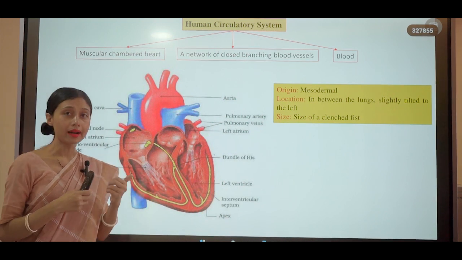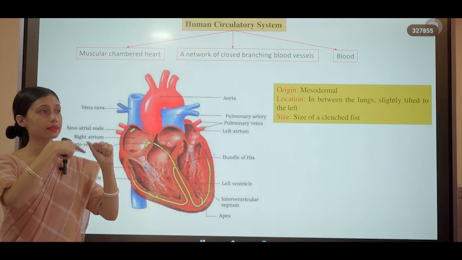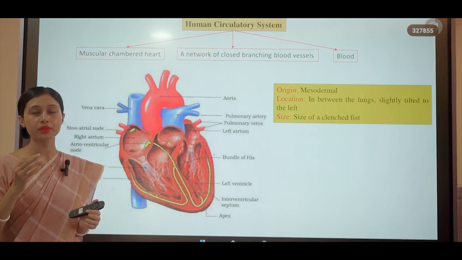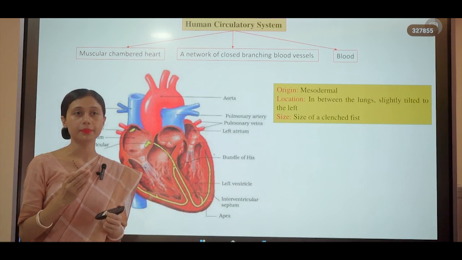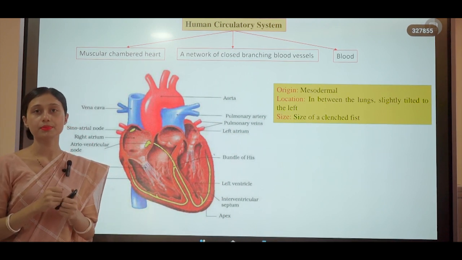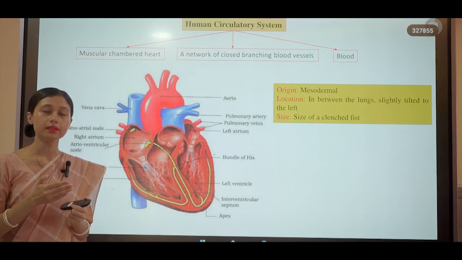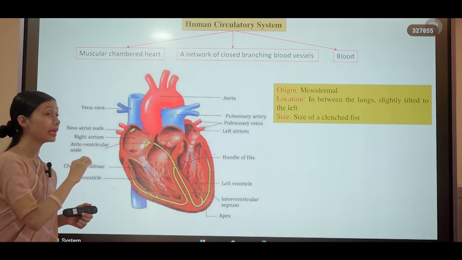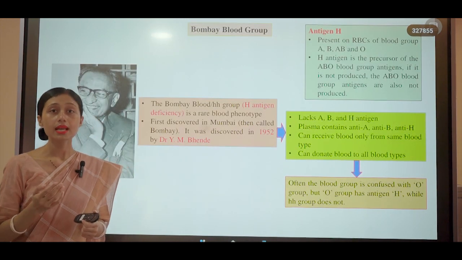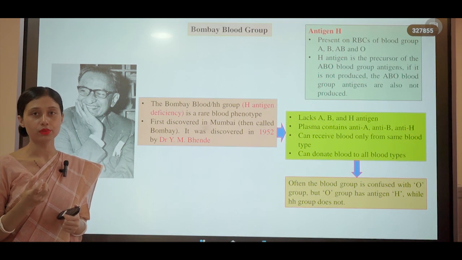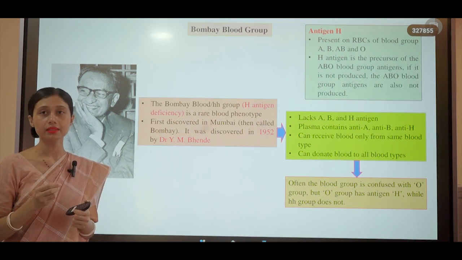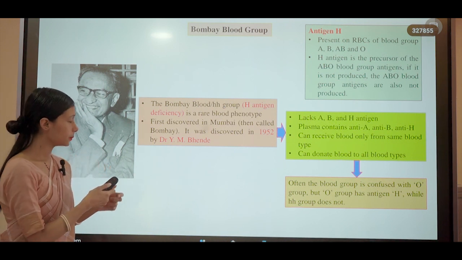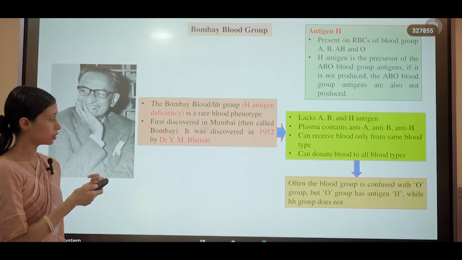Our heart has the size of a clenched fist, clenched like this. The heart is protected by a double membranous bag, which is known as the pericardium: the outer pericardium, known as the parietal pericardium, and the inner pericardium, known as the visceral pericardium. This membrane encloses the pericardial fluid. So what is the function of pericardial fluid? This fluid reduces the friction during the contraction and relaxation of the heart.